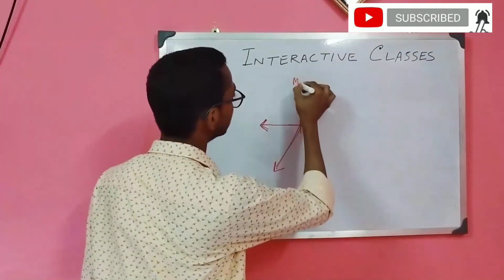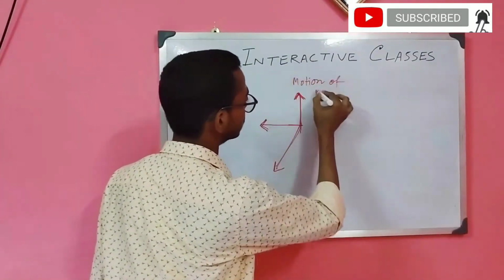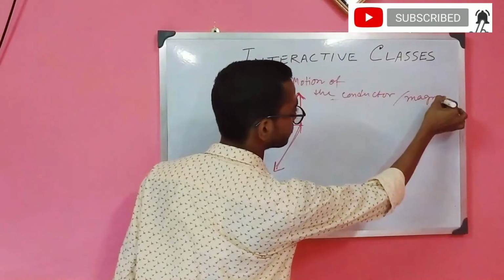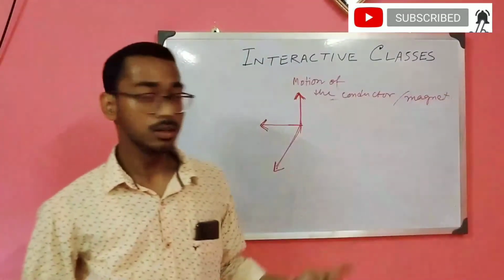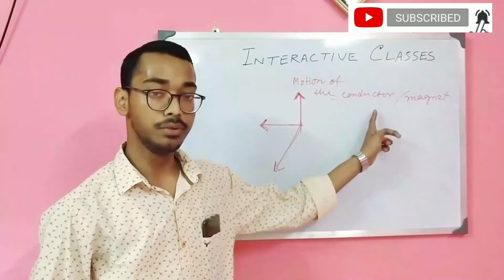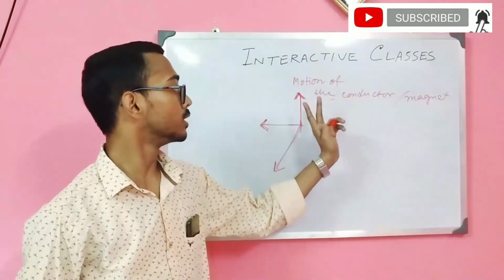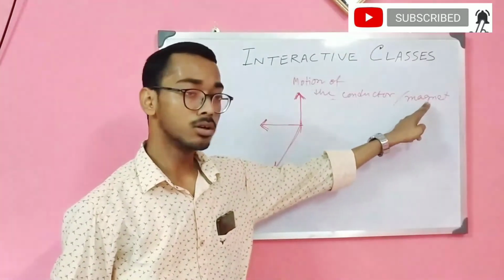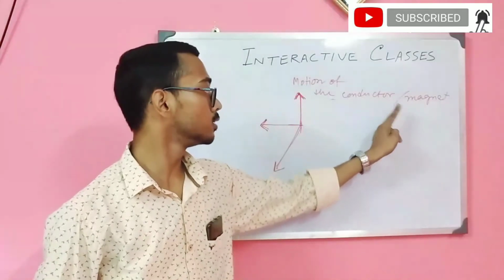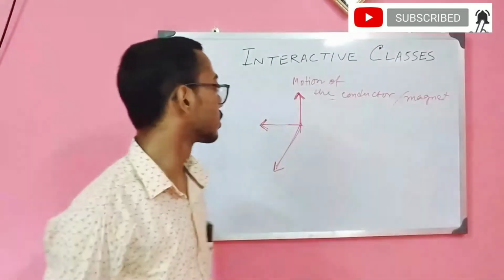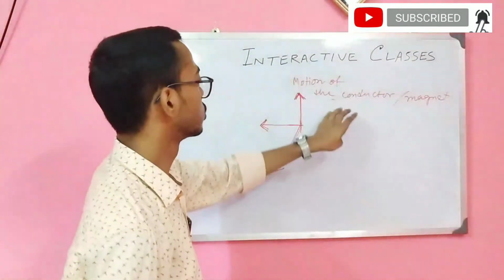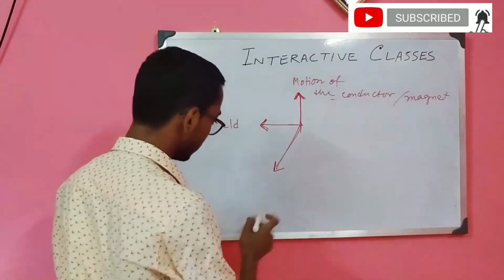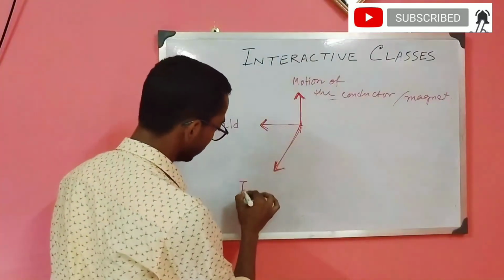That means if this is the motion of the conductor or magnet. Now the basic idea is we need to change the magnetic field. We can do this by two methods. First one is we can move the conductor, or the second one is we can set the magnet in motion. In both the cases it will result in change in the magnetic field of the conductor. Okay, so this is motion of the conductor or the magnet, this is the field, and this is the induced current.